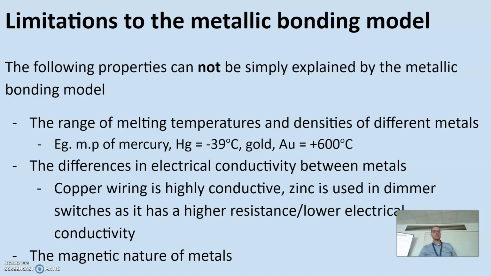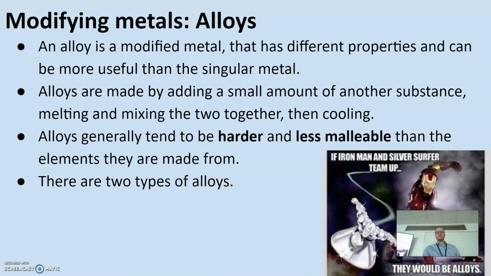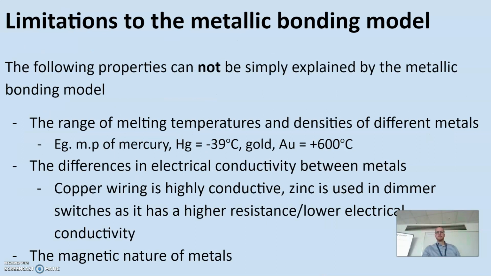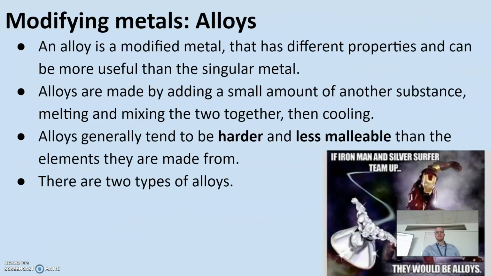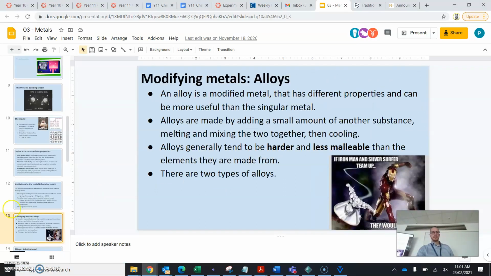The metallic bonding model, none of this can explain the magnetic nature of some metals. Not all metals are magnetic. You'll notice that coins are not magnetic, and that's because they've been demagnetized. The positive and negative ions are scrambled throughout the alloy. Maybe I'll leave it there. I'll talk about alloys next lesson.